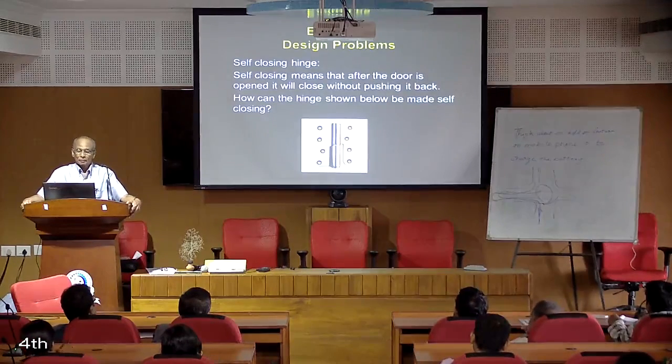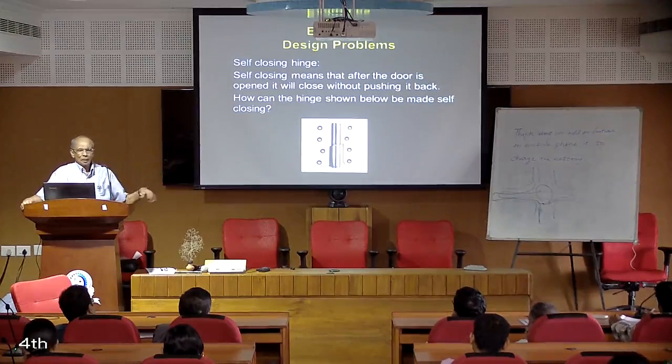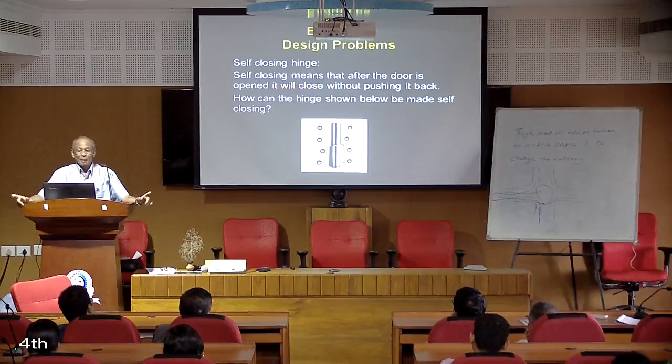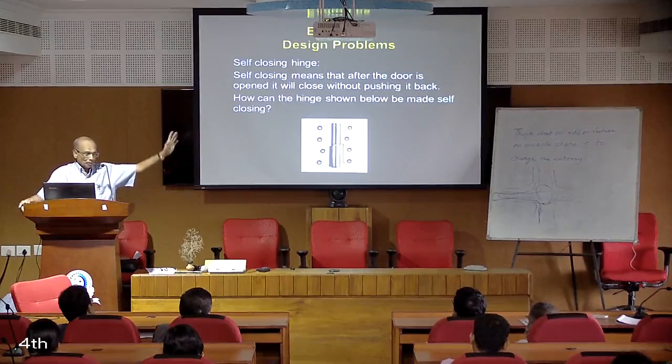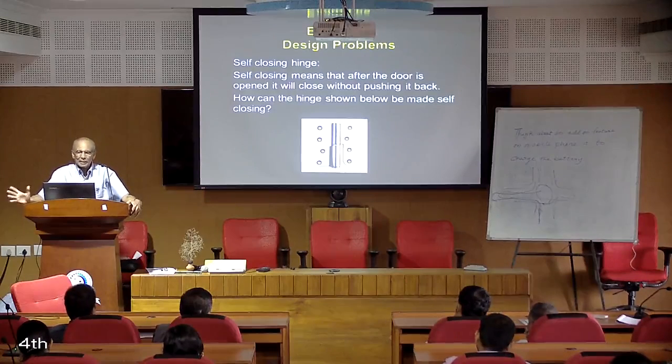Another design problem: self-closing hinge. Self-closing means that after the door is open, it will close without pushing it back. That is, you open it. How can the hinge shown below be made self-closing? I'm not asking for self-closing methods. There are a number of other methods. You can have a closure, all those things are there, but we are not on the hinge. How can you put it up?